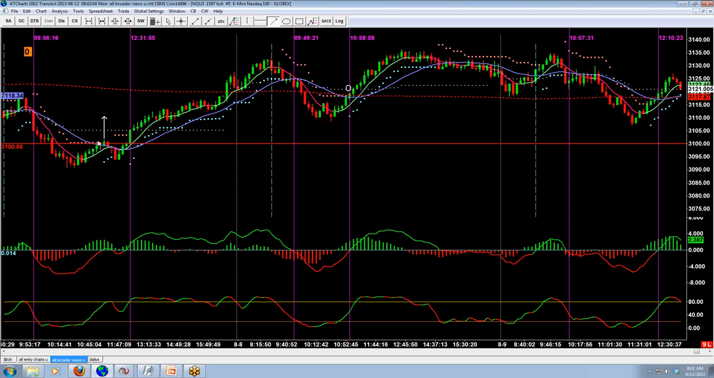Let's say this did close just above those trail dots, and there are these pink squares here. You can see them hopefully. This bar never triggered your entry, so then you would cancel your order.